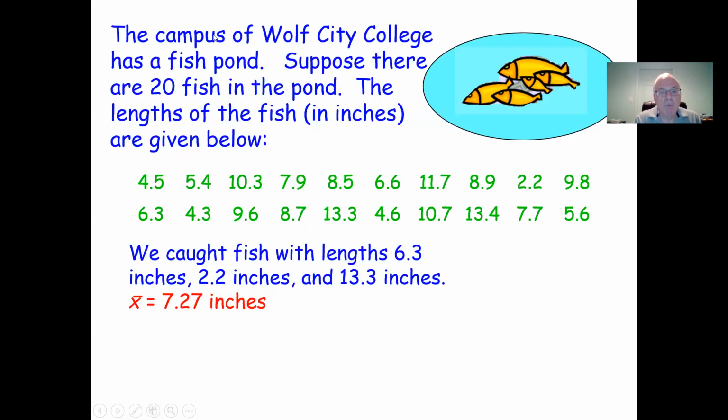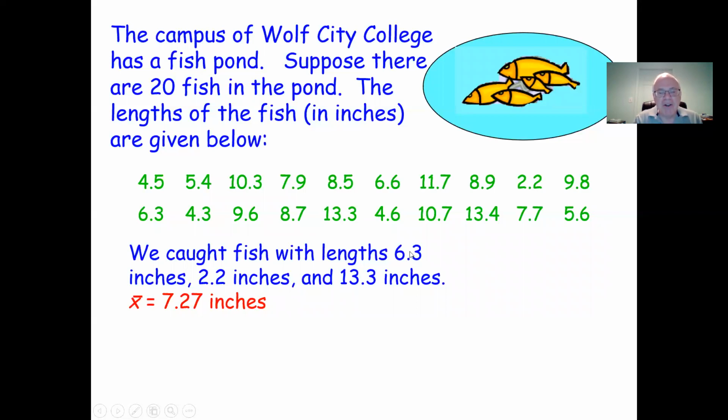Well, the first fish here has a length of 6.3 inches. I think it's this fish right here. The second fish has a length of 2.2 inches. That's this fish right here. And the third one has a length of 13.3 inches, and that's this fish right here. So those are the 3 fish.